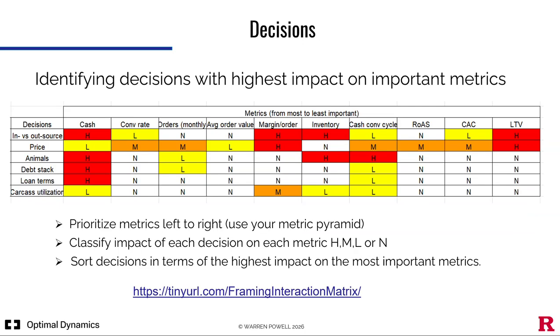Now, when we start identifying decisions, what we're going to do is list all the metrics from the most important metrics down to the least important metrics, and then we're going to list our decisions. Now, this spreadsheet, which you can download, the link is there at the bottom, I call these interaction matrices. And again, no data here, no algorithms or anything fancy. This is just domain knowledge.